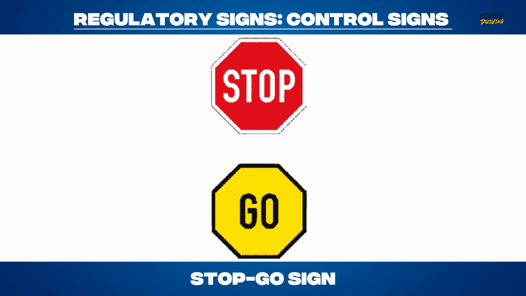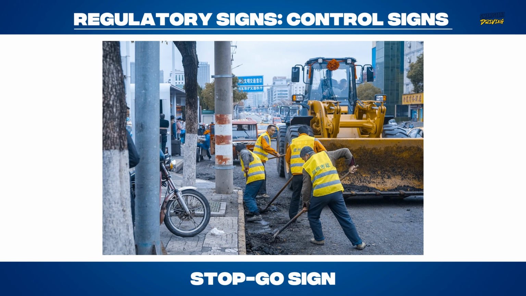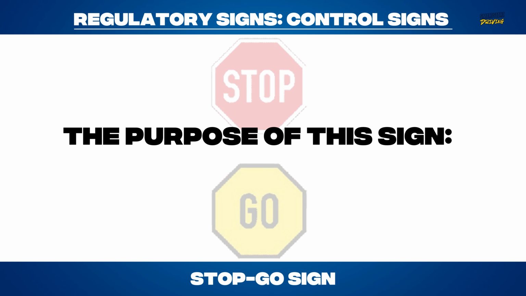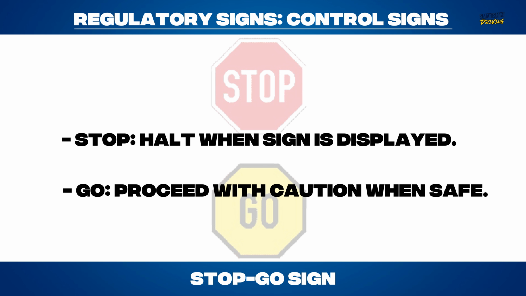This is a stop and go sign. Where to find this sign? Road construction zones, temporary traffic control. The purpose of this sign? Stop: halt when sign is displayed. Go: proceed with caution when safe.